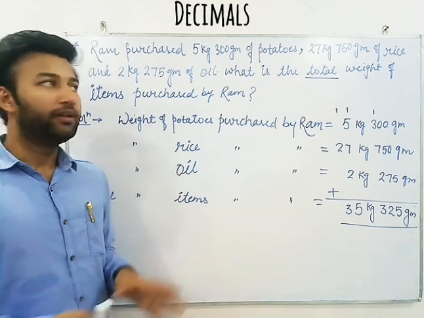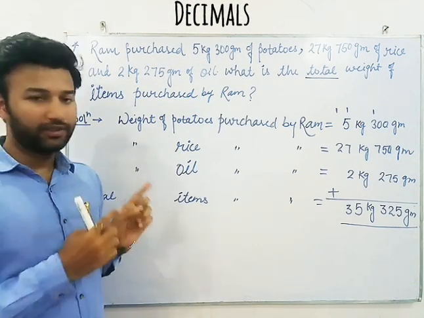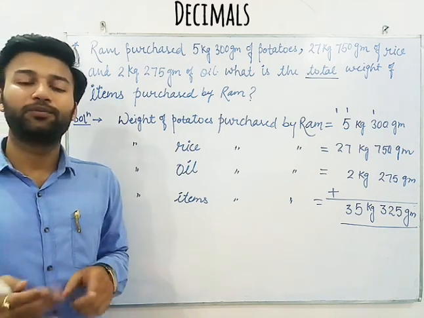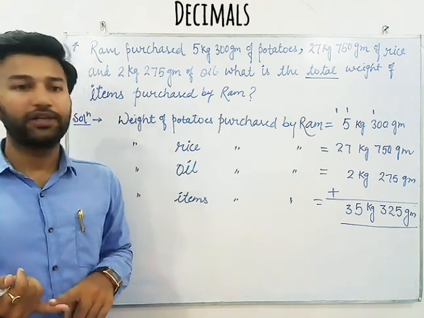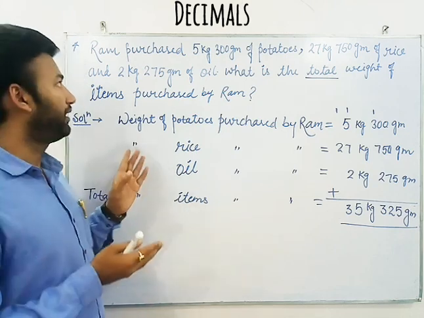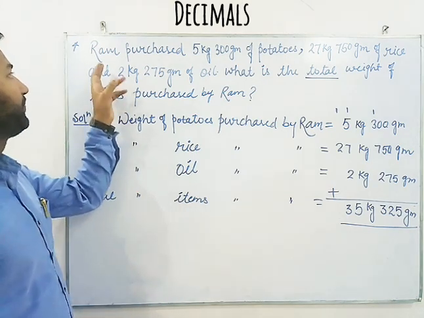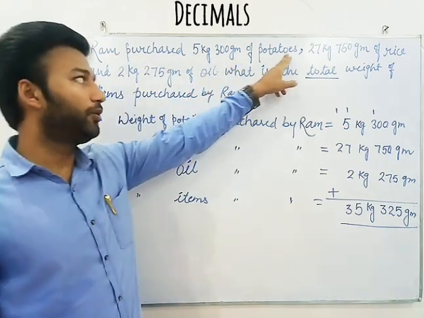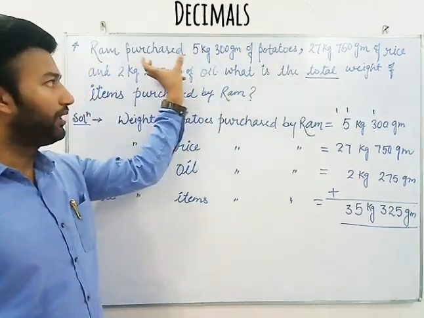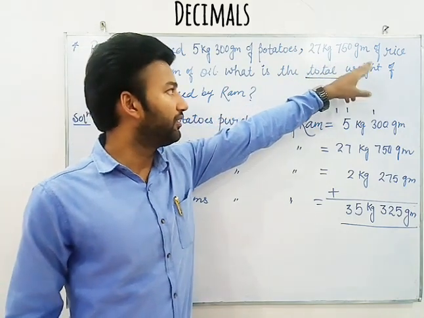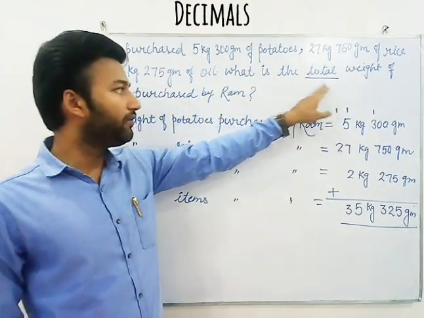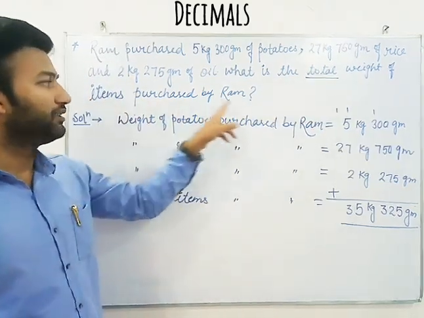Hello everyone. Now this is the video of chapter decimal, and in this video we will discuss the word problems of addition of decimals and subtraction of decimals. So let's start from the first word problem. Ram purchased 5 kg 300 gram of potatoes. This is the weight of potato, this is the weight of rice, and this is the weight of oil. Now what is the total weight of items purchased by Ram?